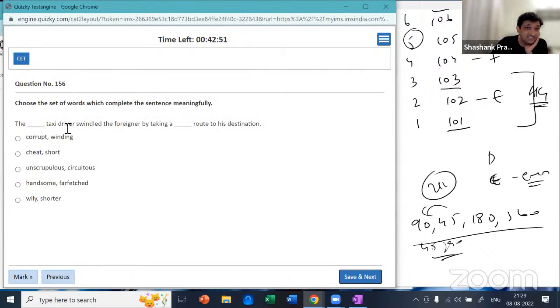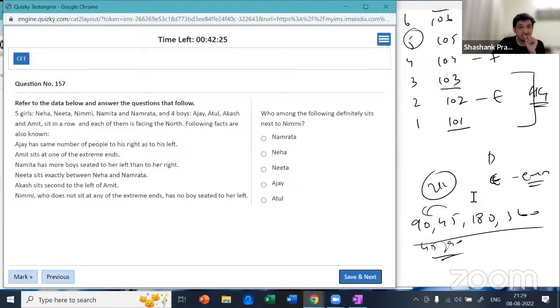The dash taxi driver swindled the foreigner by taking a dash route to his destination. Yeah. Corrupt taxi driver, winding route is a good one. Cheat taxi driver, no. Unscrupulous, circuitous. Oh, this is a nice one. Okay. Handsome, far-fetched, no. Wily, it won't be shorter. Winding and circuitous are fine. Unscrupulous or corrupt. Unscrupulous. I'm missing something. Corrupt won't work, okay, unscrupulous. Sounds a better word.